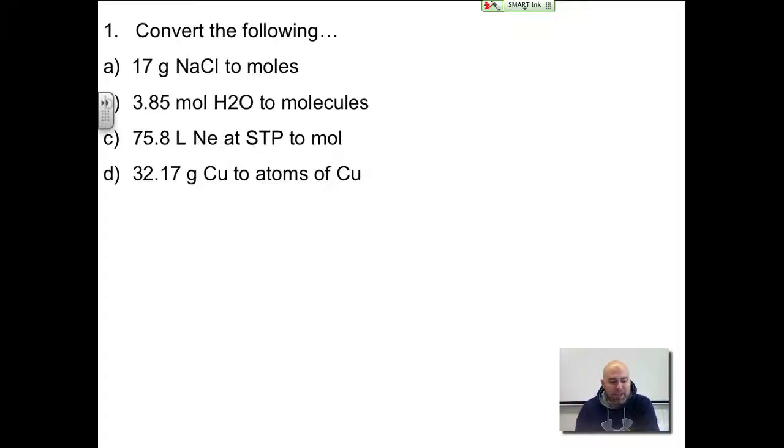17 grams of NaCl to moles. Well, 17 grams NaCl, and I'm going to convert to moles. X, line, grams, moles, 1. That's kind of how I do it. I X-line it, I put the labels in, and then I think about the numbers. The number for moles is always 1. Periodic table, sodium is 23, chlorine is 35.5, so there's your 58.5.